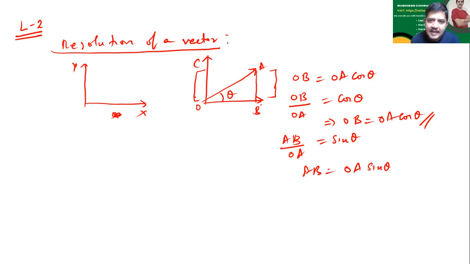Thus I have now expressed this OA vector, the actual vector, in terms of the OB and OC vectors, that is, along the x and y axis. Or in other words, I can say the vector OA is now split into two parts, one along the x axis, the other along the y axis. This is what we have done.